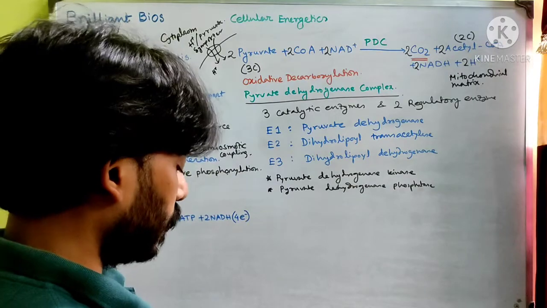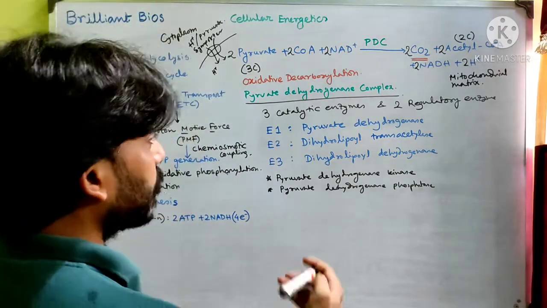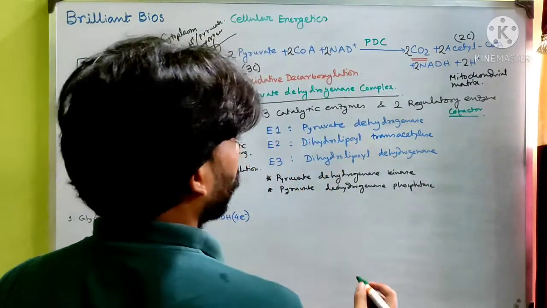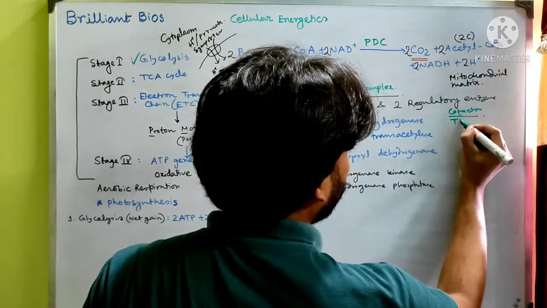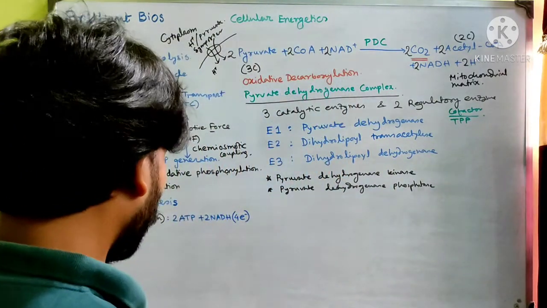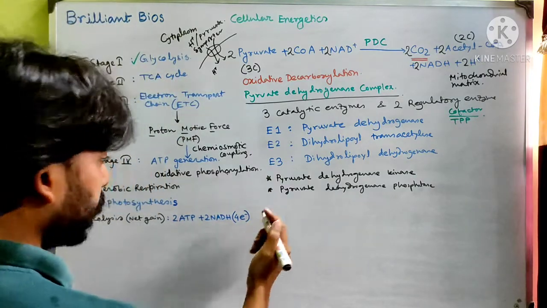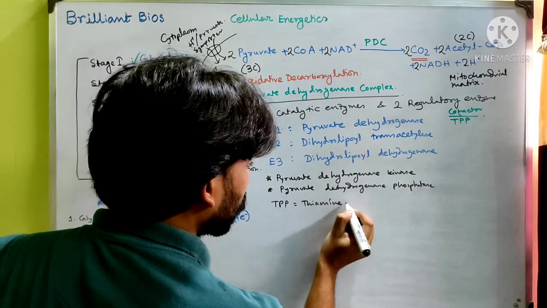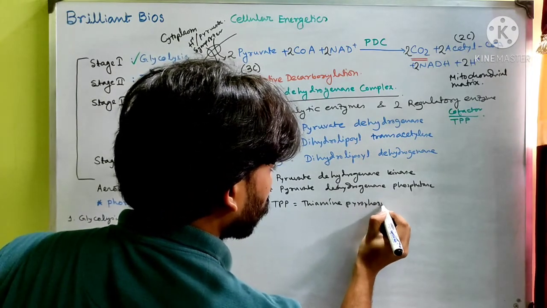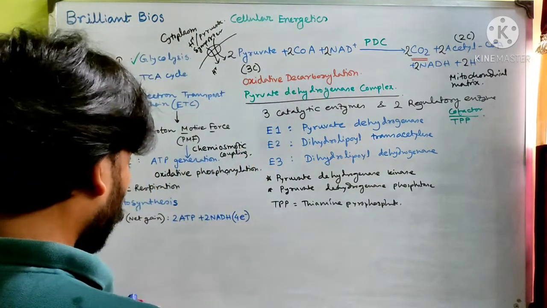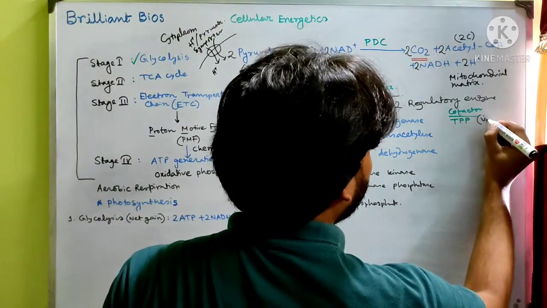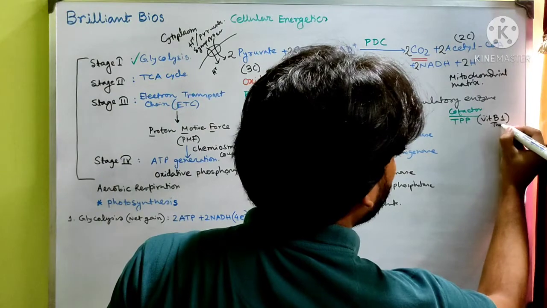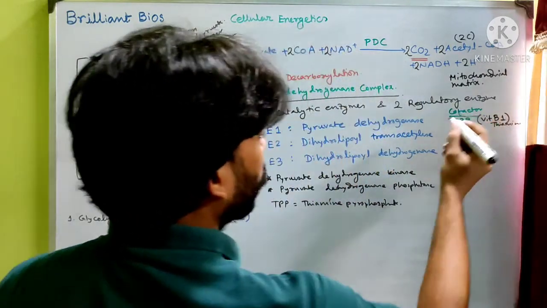Now you have to remember another important fact, that these 3 enzymes are associated with cofactors. These cofactors play an important role in these reactions. Pyruvate dehydrogenase is associated with a cofactor called TPP. TPP means thiamine pyrophosphate. Do you know this TPP is actually derived from vitamin B1, that is thiamine? So it is a derivative of vitamin B1.